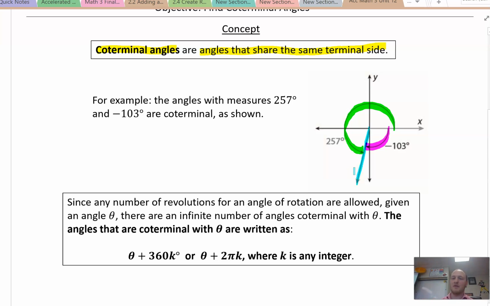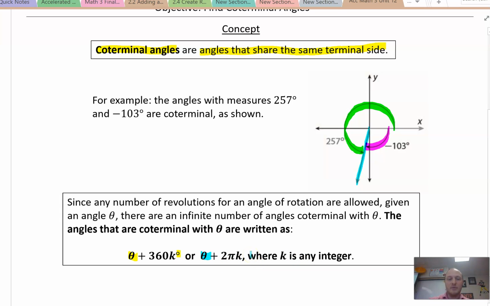Since any number of revolutions for an angle of rotation are allowed, given an angle theta, there are an infinite number of angles coterminal with theta. The angles that are coterminal with theta are written in the form theta plus 360k degrees, or theta plus 2 pi k, where k is any integer. And if you think about this, it totally makes sense. I have an angle theta. It can be in degrees, or it can be in radians.